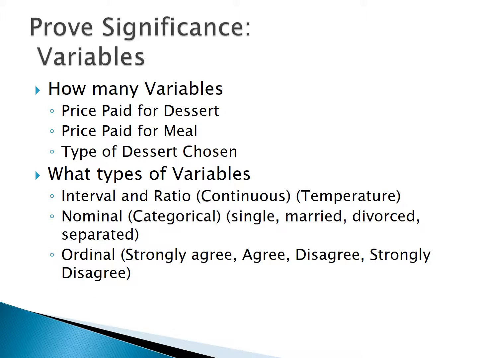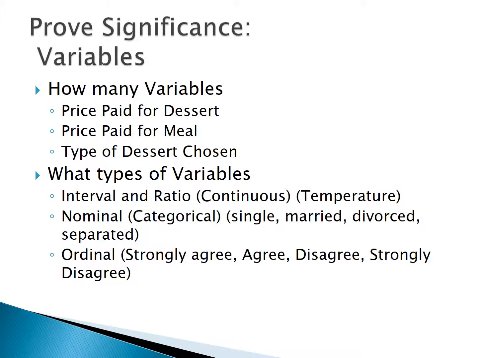When you're testing for significance, one of the things you also have to look at is how many variables you have. And the more variables, usually the larger the sample you need to have, and the harder it is to find a test that will work for your case. So, for example, the price paid for dessert might be one variable. Then if you also wanted to take into account the price paid for the meal or the type of dessert chosen, they would be additional variables.